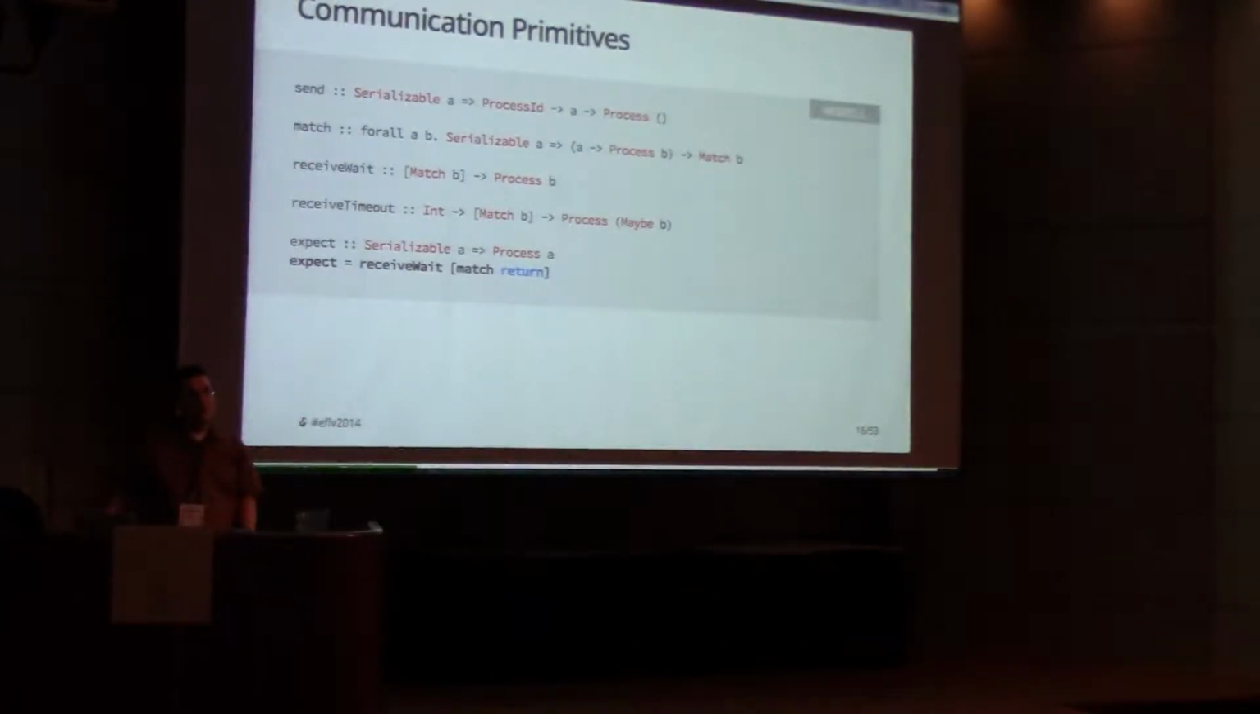Very quick question for clarification. You're using Serializable there, but on the previous slide you had Typeable and Binary. Can you explain how you get from Binary to Serializable? Yes, thank you for the question. The way it works is that a Serializable instance is whoever implements both Typeable and Binary. As soon as you do that, you're already Serializable, and the compiler does that automatically.